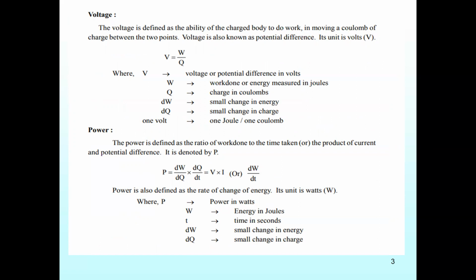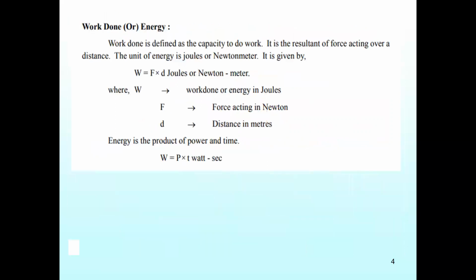Next one is power. Power is defined as the ratio of work done to the time taken, or the product of current and the potential difference. Power equals V into I, or work done with respect to time. The unit of power is watts and it is denoted by the letter W.